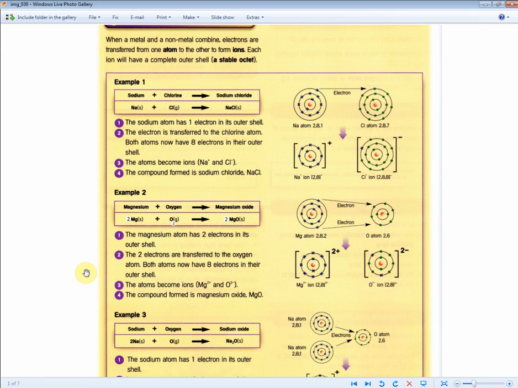So for these 2 marks, what you need to do is draw these two here as they are, with the charges and how the sodium electron has been given to the Cl, to give Cl an overall minus charge, and Na an overall +1 charge.